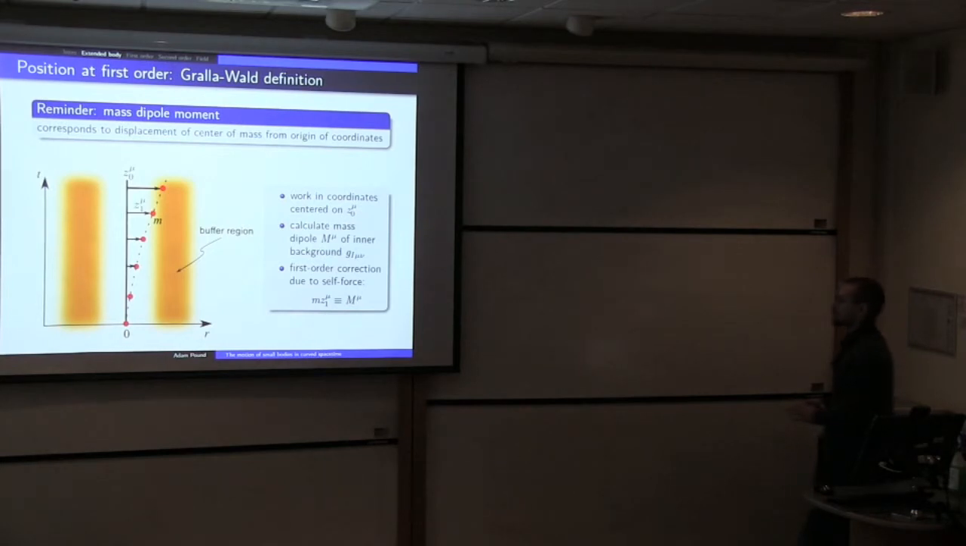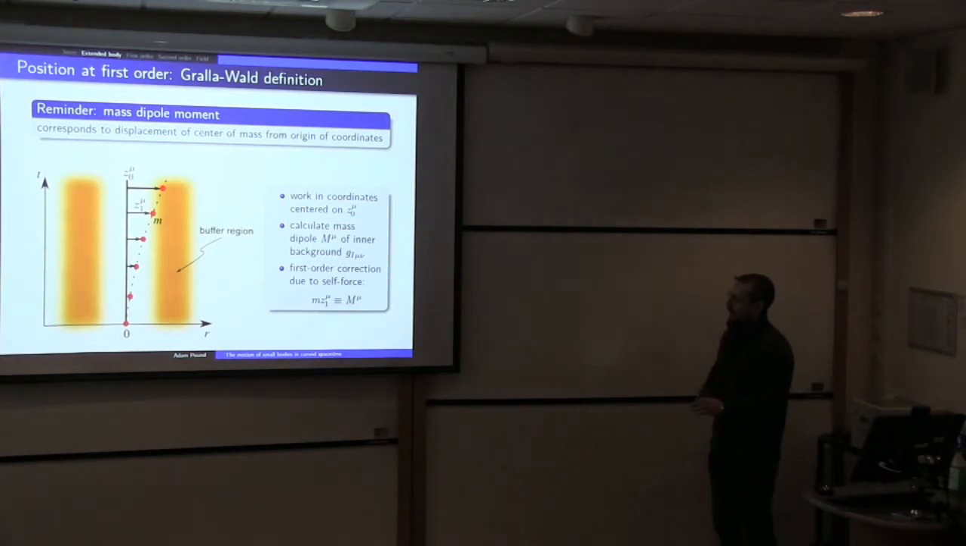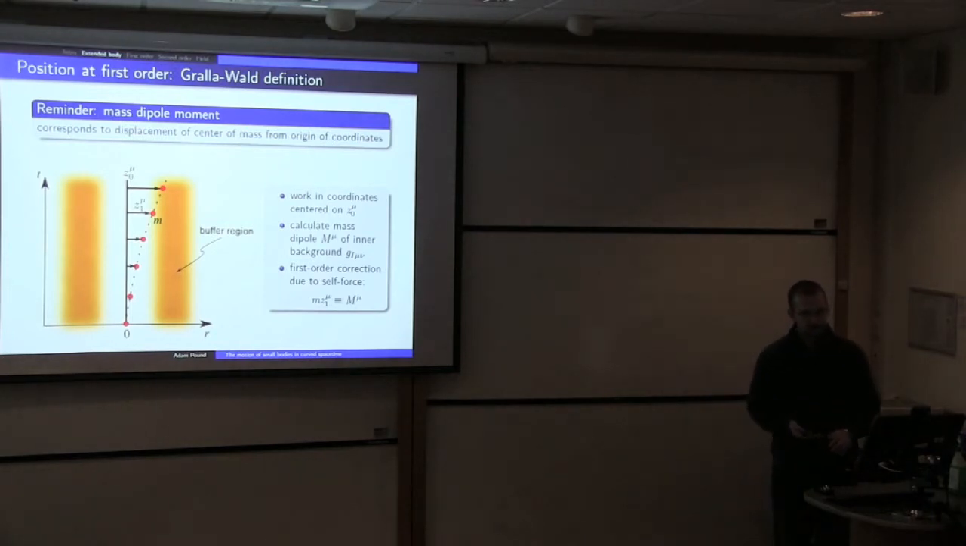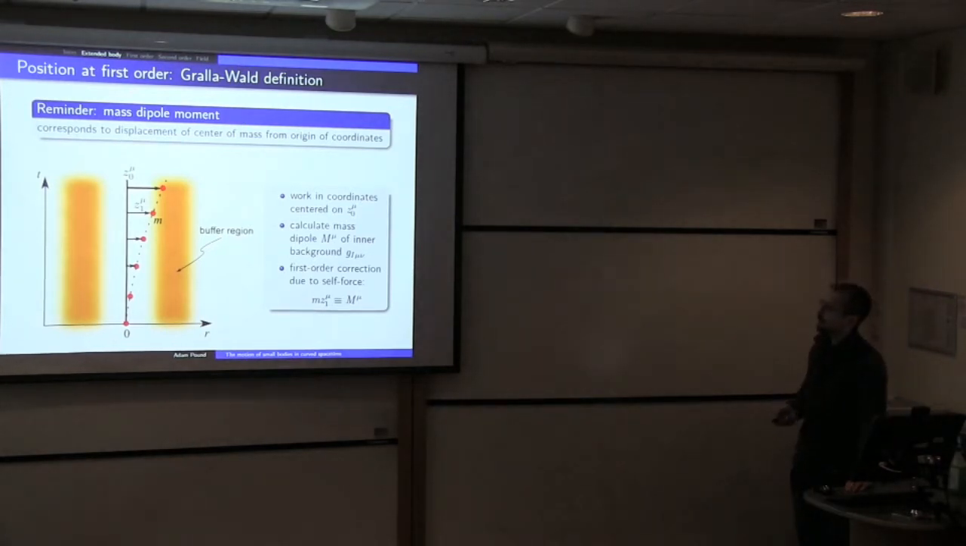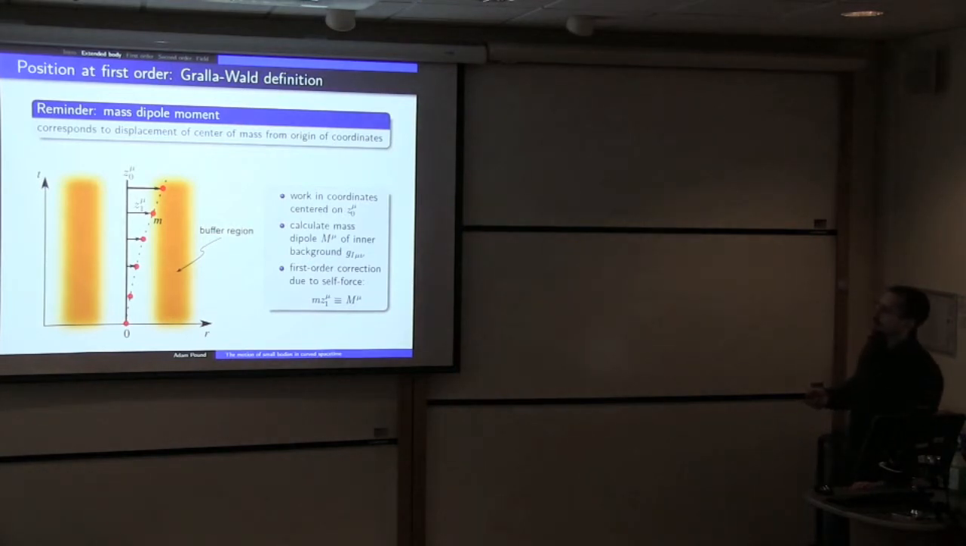So how do you use this to identify the equation of motion for the small object? Let me look first at the Gralla-Wald definition. So one of the multipole moments we can define is the mass dipole moment of the metric. Remember that the mass dipole moment corresponds to the displacement of the center of mass from the origin of whatever coordinates you're looking at.